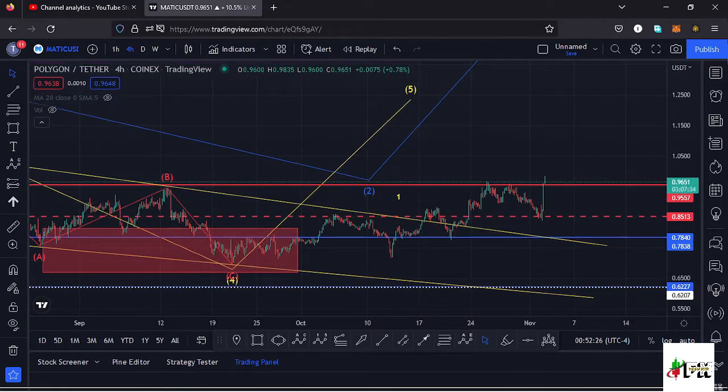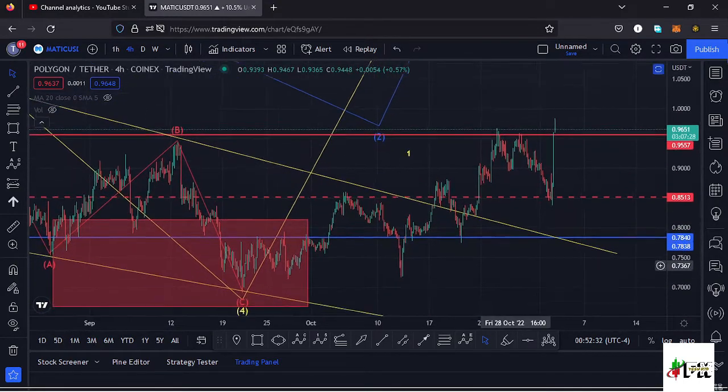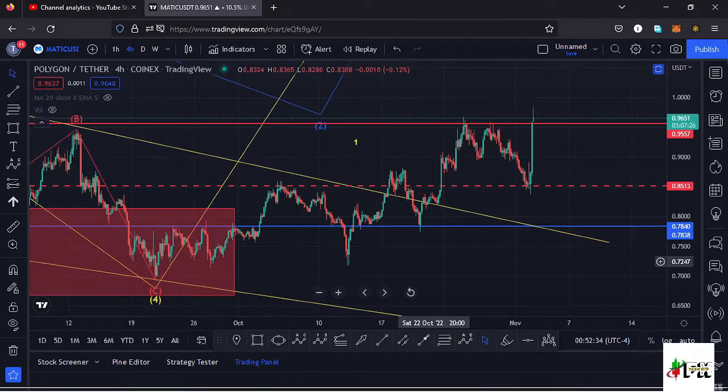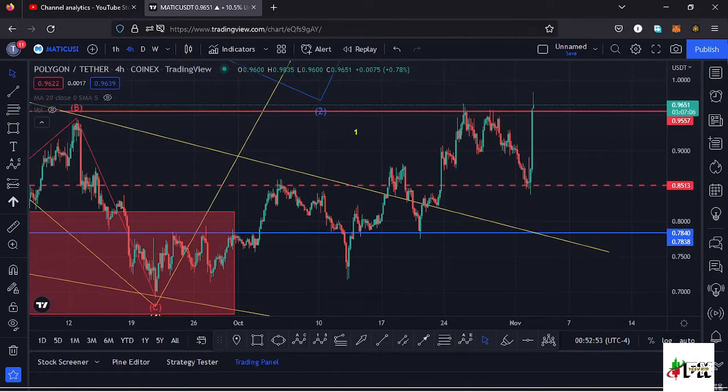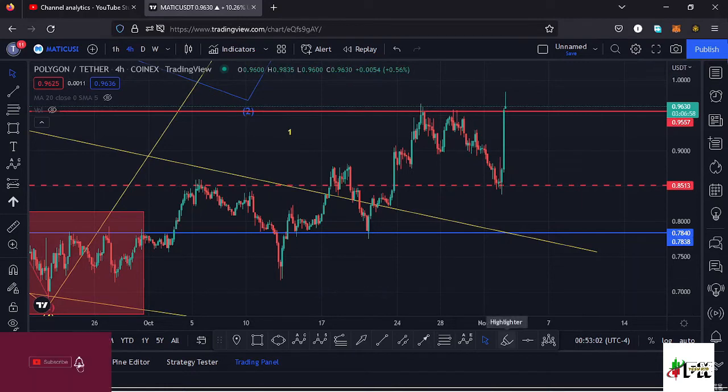Because a wave 5 to the upper side is an impulsive wave, we also expect to see fractal waves in formation within that fifth wave to the upper side, and that is a structure that we are seeing right here. Before I get to the key scenarios that I expect to play out basing on that Elliott wave structure to the upper side, it's good that I show you a key chart pattern that was in formation right here, which is a double top.